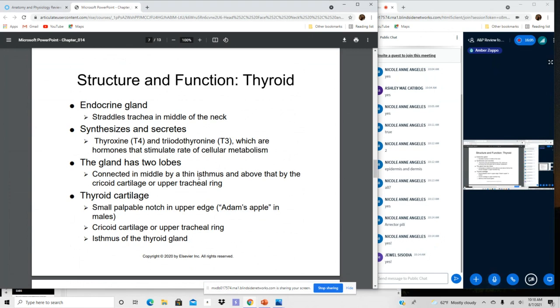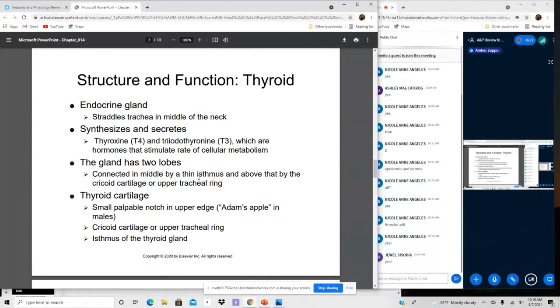It synthesizes and secretes the thyroid hormones, and the thyroid hormones are thyroxine or T4 and triiodothyronine, which is T3. And these hormones are mainly responsible for cellular metabolism.